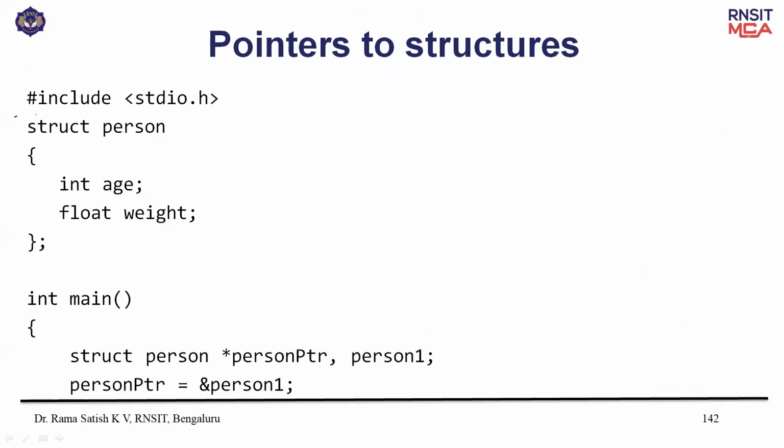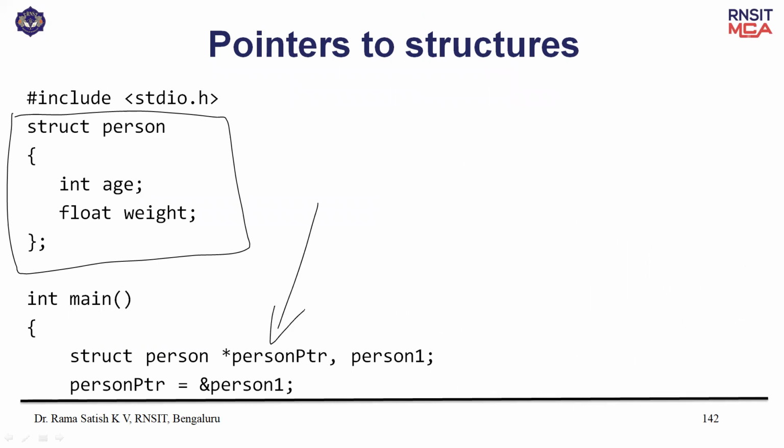You create a structure person. We have already created the same type in the previous example. It has two members, age and weight. Now you are creating a pointer variable, person pointer, and a normal variable, person 1. Person 1 is a normal variable. For this variable, memory is allocated.